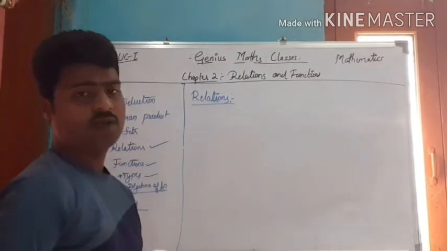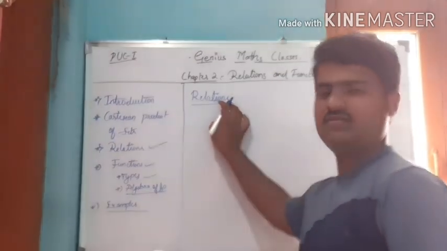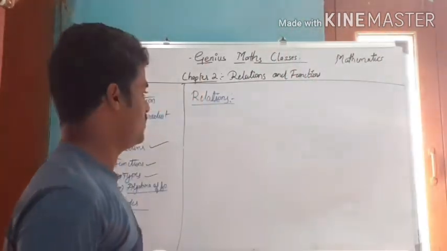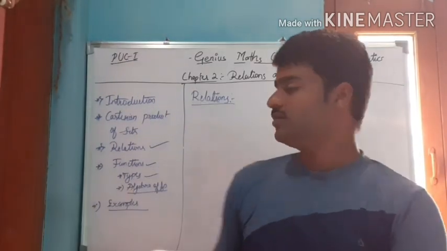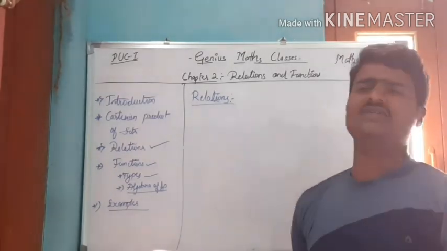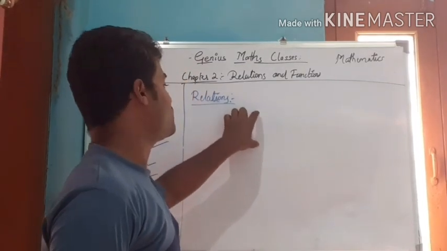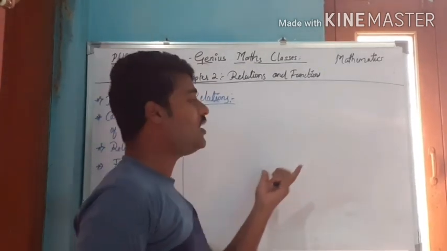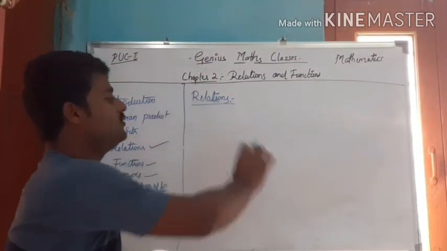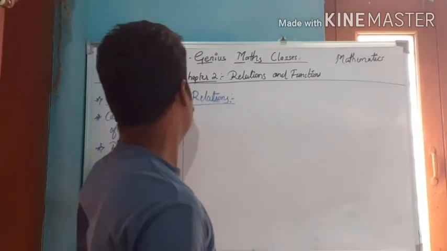So let me deal with the relations. What is a relation? This is a very familiar concept, right? We have many relations in our life: brother, sister, father, son, daughter, husband and wife. We have many relations. In the similar way, we have to define relations in mathematics, using mathematical words, right? In the earlier class, I have discussed a little bit of the concept of relation.